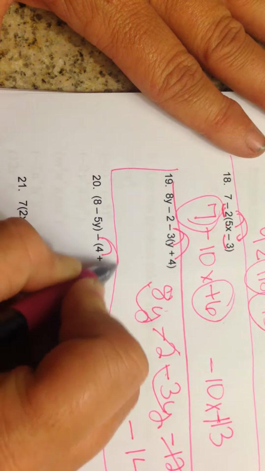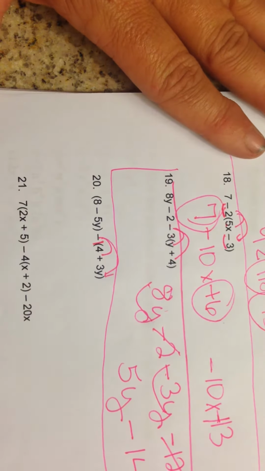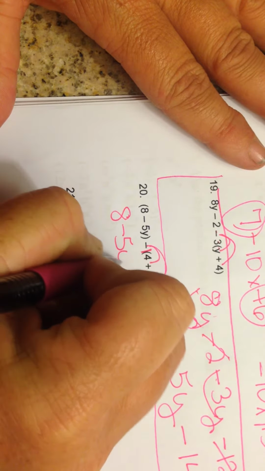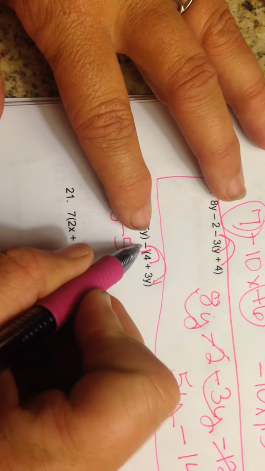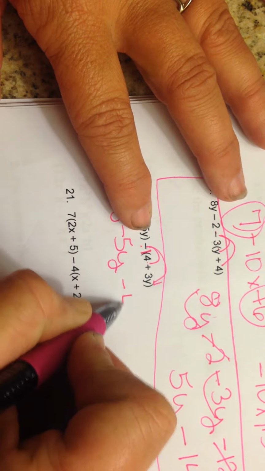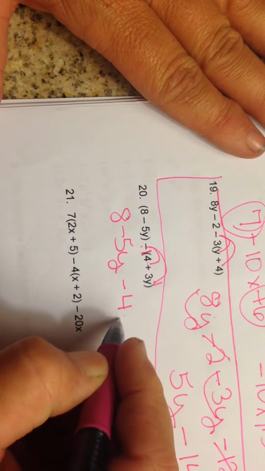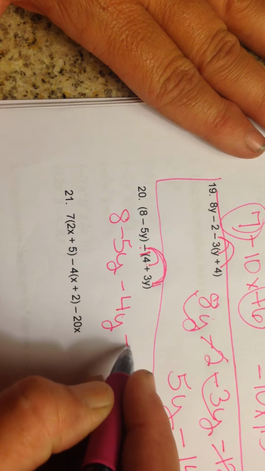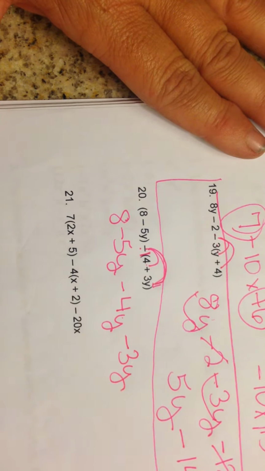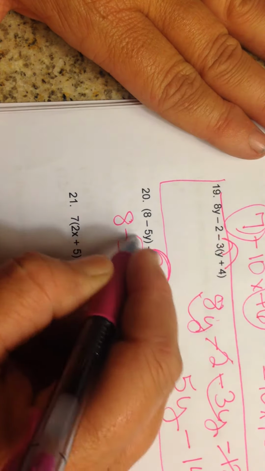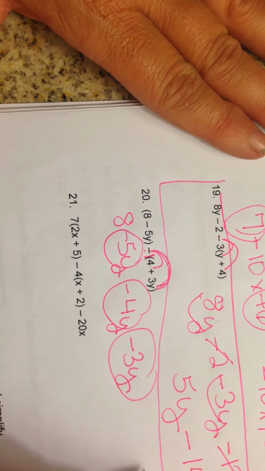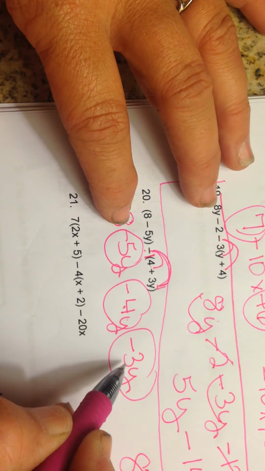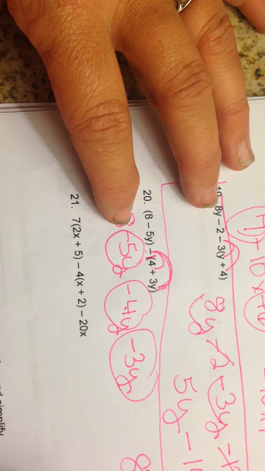Here we'll distribute this negative, and it's understood to be negative 1. So 8 minus 5y is not being touched, and we have negative 1 times 4 is negative 4y. Negative 1 times positive 3 is negative 3y. So now these are all alike. 8 stays the same. Negative 9, 10, 11, 12, minus 12y.